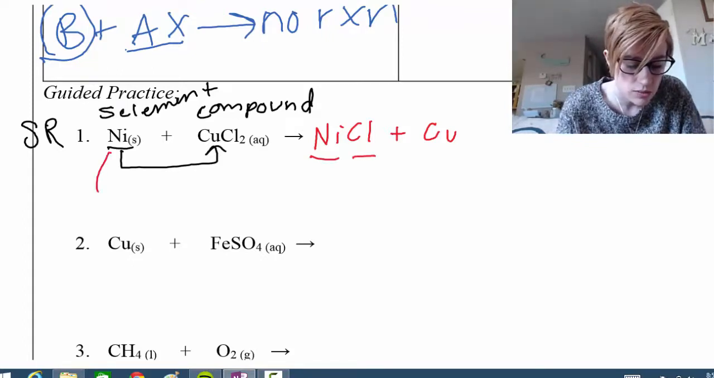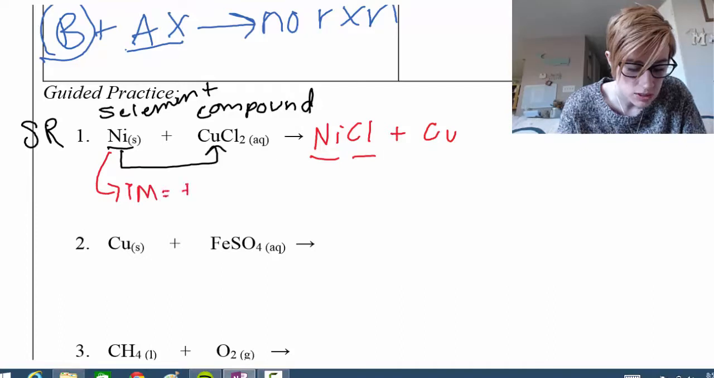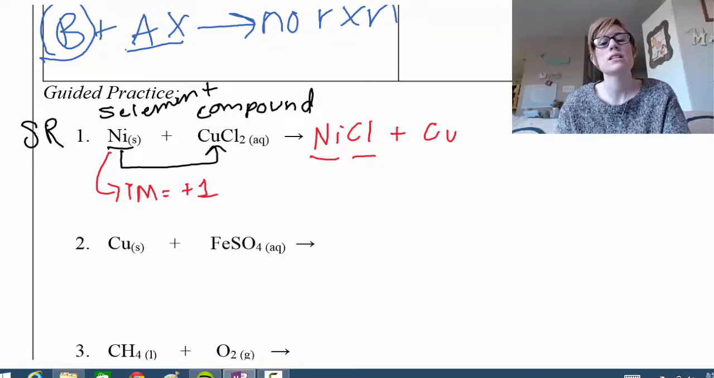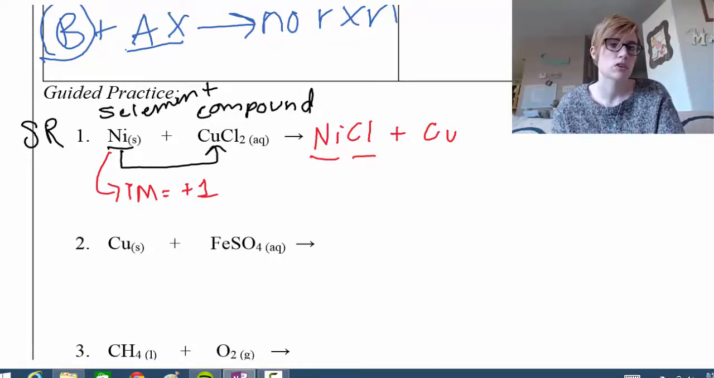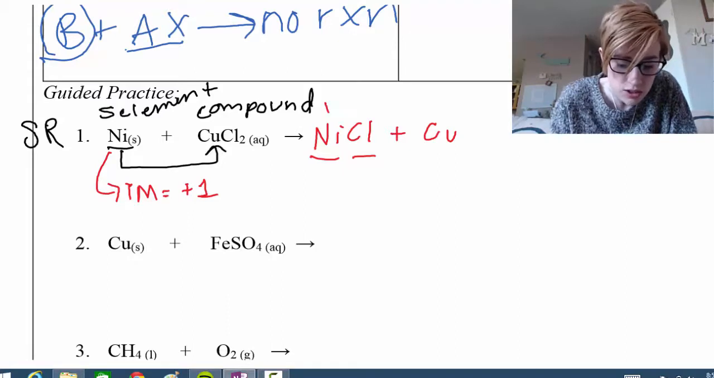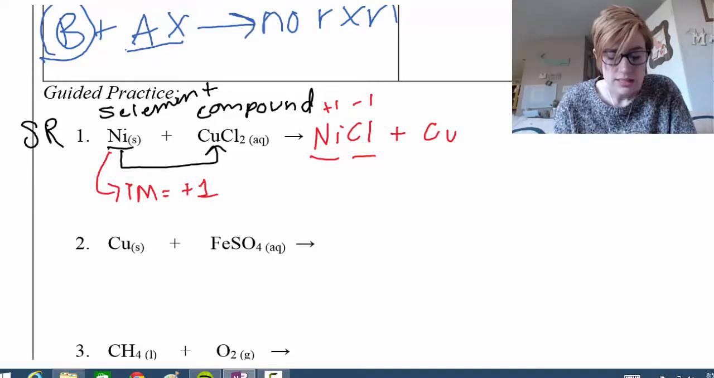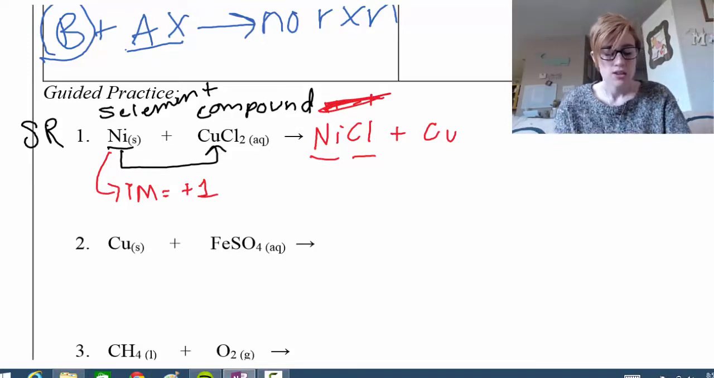Nickel's a transition metal, so I'm just going to tell you right now, its charge is +1, okay? If I give you one of these, I will always give you the charge of the transition metal. You'll never have to calculate it yourself. So nickel's charge is +1. Chlorine is in group 17, so its charge is -1. See how those charges even out? We don't need to add subscripts now. Okay, so that's the first problem.